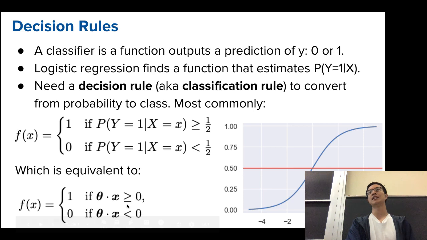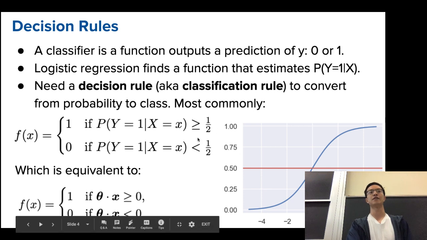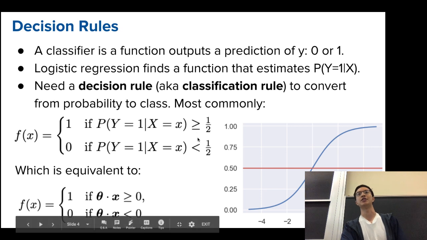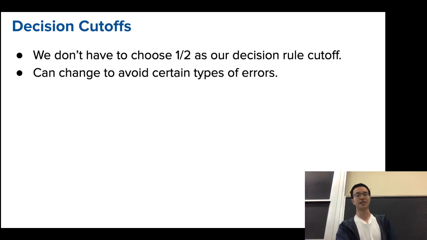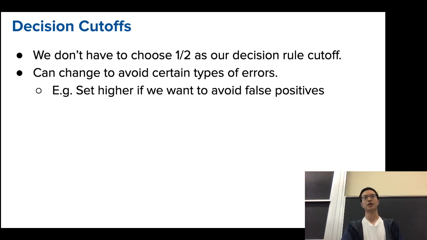Now you don't have to set 1/2 as this cutoff. And in fact, in a lot of real-world cases, you won't use 1/2 as your decision rule cutoff. The reason why you won't choose 1/2 is because by adjusting your cutoff, you can avoid certain types of errors. For example, if you set your decision rule cutoff higher than 1/2, what you're saying is, I want to make it harder to label a point as 1, which means that you're going to get fewer false positives.